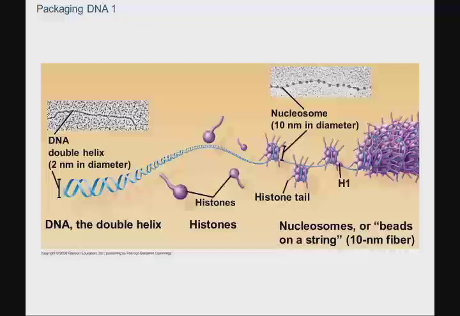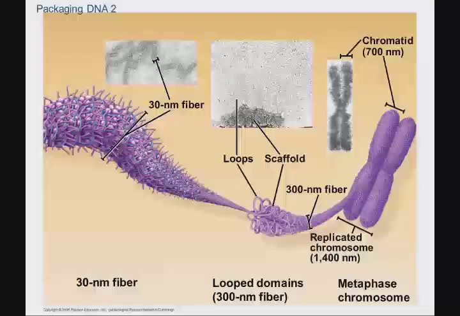Now, you can take that 10 nanometer fiber and wrap it around itself to get a 30 nanometer fiber. And then you can take that 30 nanometer fiber and start to loop it out from protein scaffolding. And that protein scaffolding becomes ultimately a very, very thick 300 nanometer fiber, which then can be folded back and forth upon itself to make what we think of as the condensed chromosome that we'll see in metaphase of cell replication. All right. So all these levels, at this level, there is no DNA that is accessible for expression, but it is an incredibly efficient packaging mechanism.